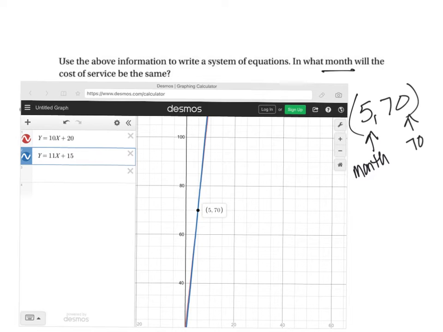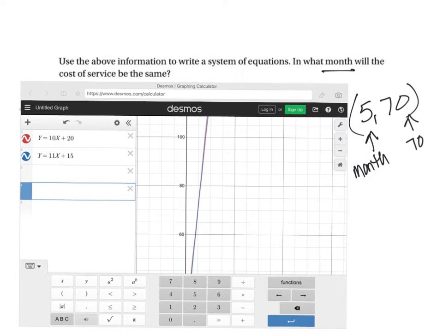So if I go to my calculator, let's do 10 times 5 plus 20. There's our $70. Now I'm going to do the same thing here. 11 times 5 plus 15. And it is also $70. So you can see here that month 5 would be when both services cost the same.